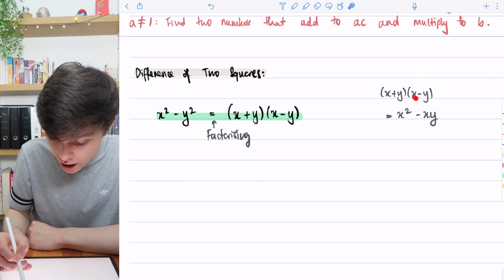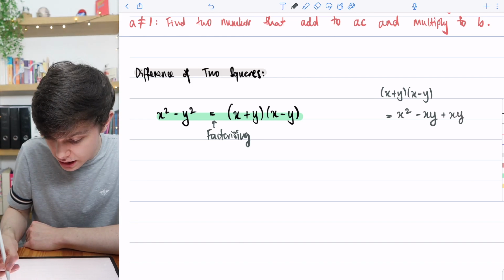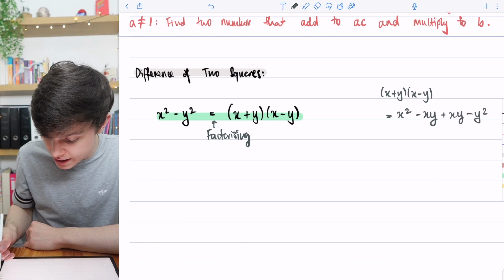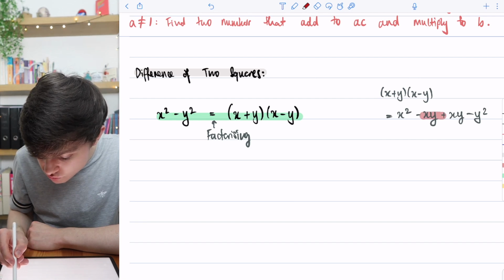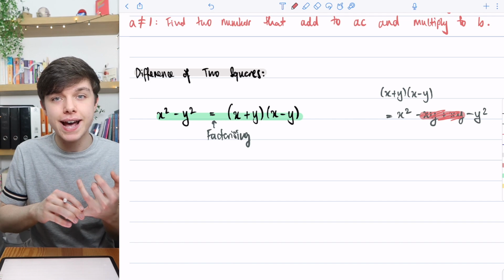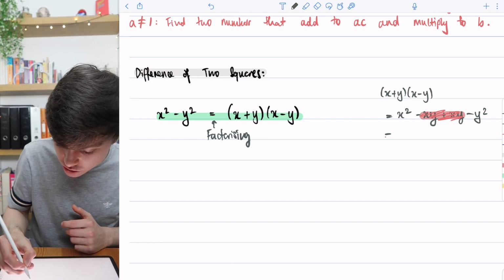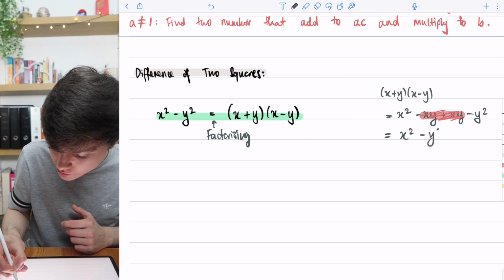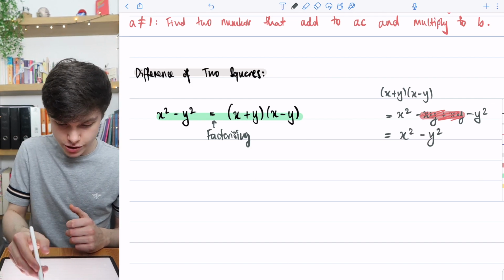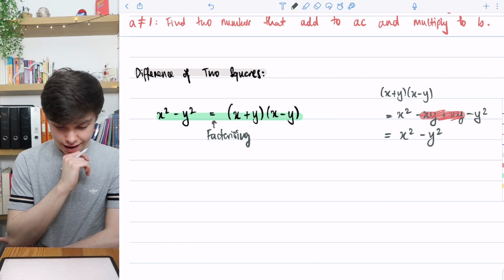And then we need to do the y with everything, so we'll have a plus xy, and then we'll have a minus y squared. And then those red terms there will just cancel out because we had a minus xy plus xy. And as you can see, we're just left with x squared minus y squared, which is what we started with. So let's have a think.